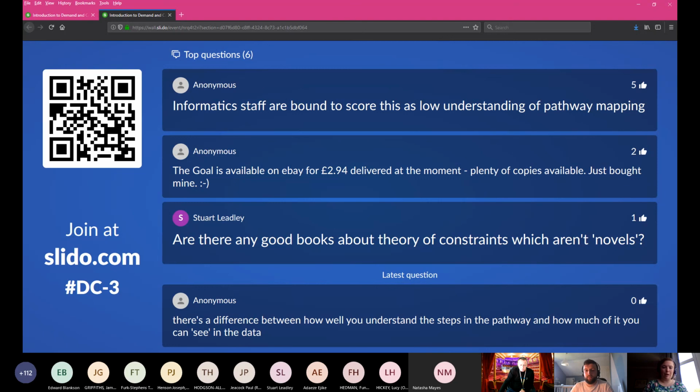So here we go. The Goal is available on eBay for £2.94 delivered at the moment. Plenty of copies available. Yeah, as I said, there's no reason to buy it new. There are lots of different places you can get it secondhand, and it is quite affordable. So, you know, save a few trees and yourself some money would be my advice.